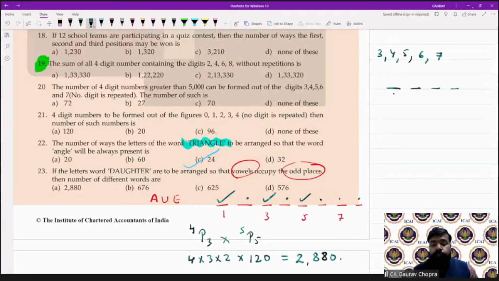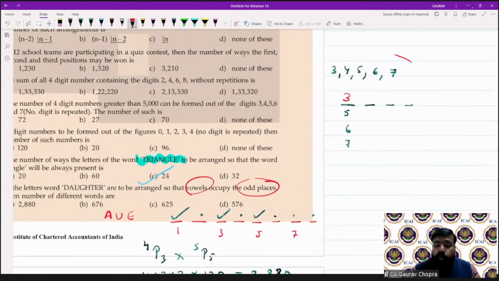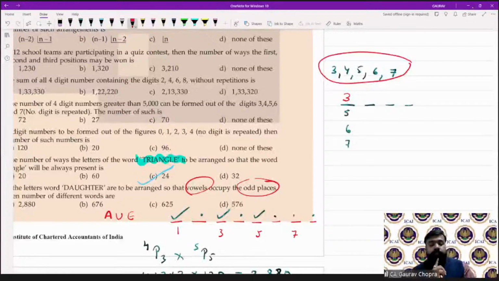So at this first position, we are having only three options. 5 we can use, 6 or 7 we can use. So three options are there to start with at the first place.